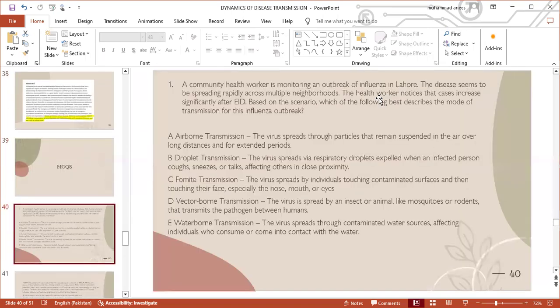MCQs. Number one: a community health worker is monitoring an outbreak of influenza in Lahore. The disease seems to be spreading rapidly across multiple neighborhoods. The health worker notices that cases increase significantly after Eid. Based on the scenario, which of the following best describes the mode of transmission for the influenza outbreak? A, airborne transmission. B, droplet transmission. C, fomite transmission. D, vector-borne transmission. E, water-borne transmission. B. Yes, the correct answer is B.